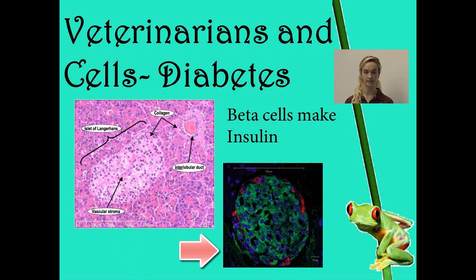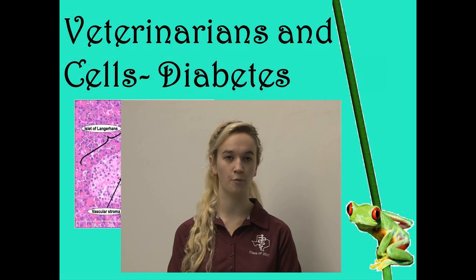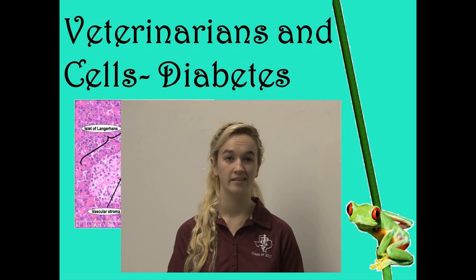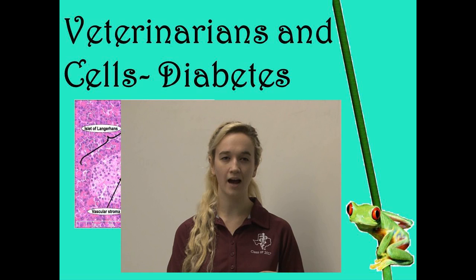So does anyone know what happens if your insulin gets messed up? You get diabetes. Diabetes is a disease where either your body doesn't make enough insulin or the insulin that your body makes is not able to react. And people who have diabetes, they have problems in their feet, they have problems in their eyes, they have problems in their whole body. And it's all because this one little kind of cell in the pancreas, which is in your stomach area, has messed up.